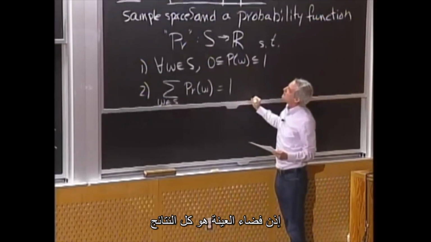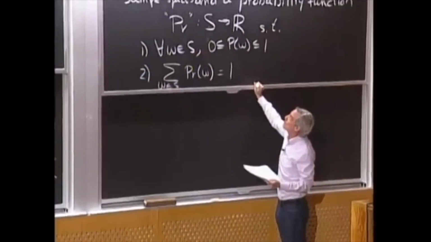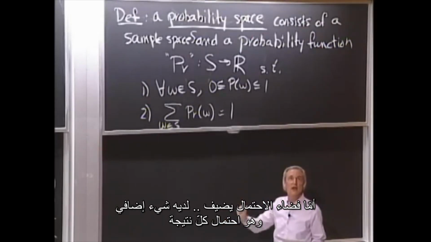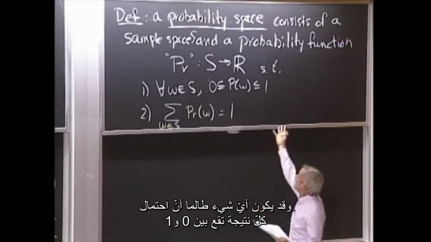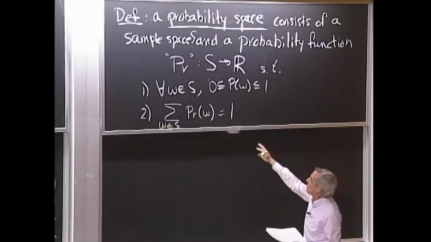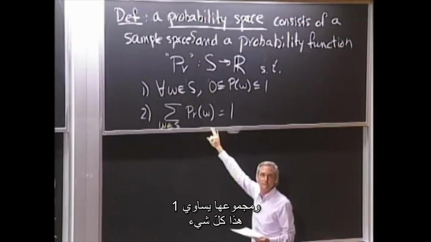All right, so the sample space is all the outcomes. The probability space adds in this extra thing, the probability of each outcome. And really, it could be anything as long as the probability of every outcome is between 0 and 1, and they all add up to 1. That's it.